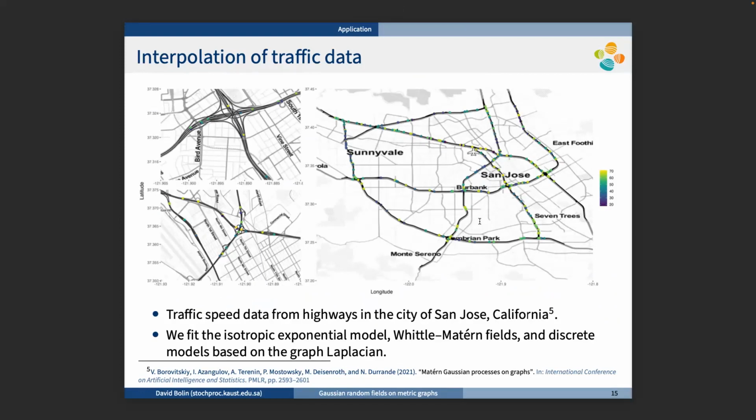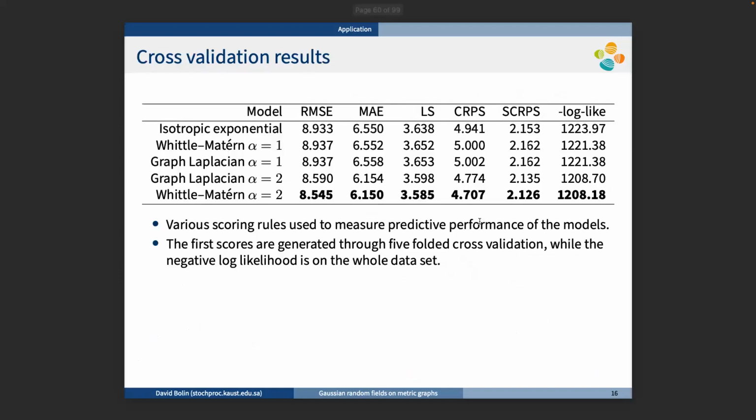We considered this isotropic exponential model that I mentioned in the beginning, these Whittle-Matérn fields with different values of the smoothness parameter, and some discrete models that are based on the graph Laplacian. They are essentially not continuous space process models, but they have been used before to study data of this type. And long story short, here are the results.